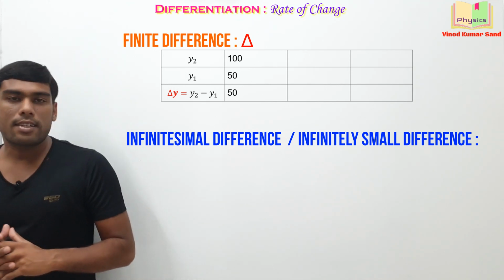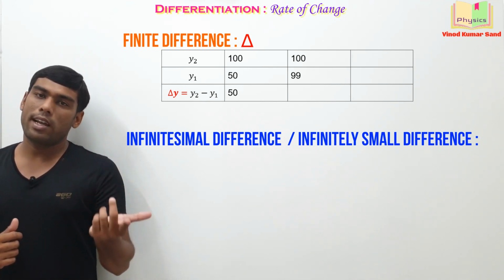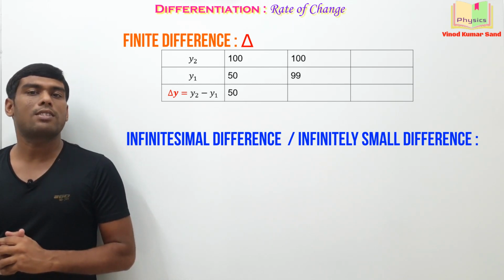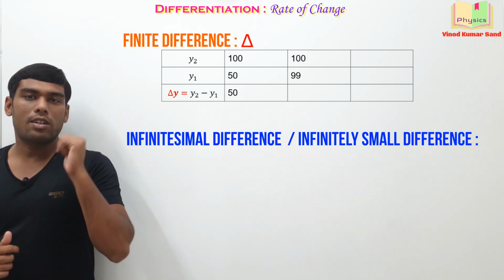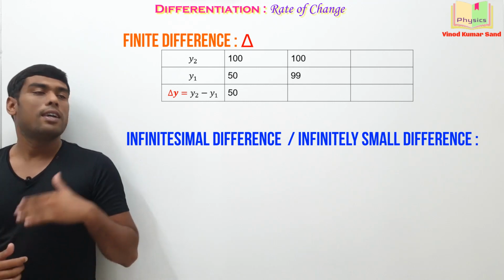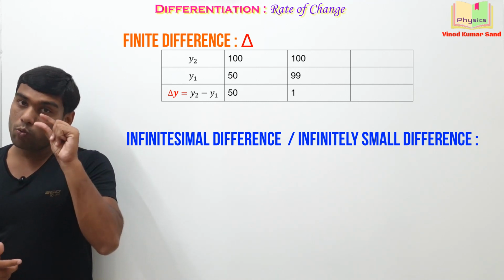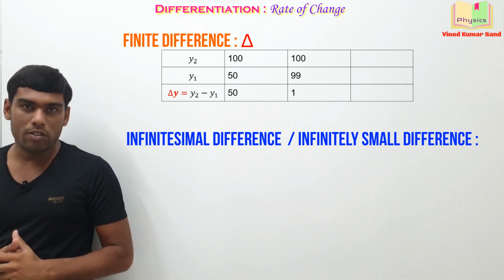Okay. Next example from the same table, y2 is again 100 but the y1 is, let's say this time 99. How much is the difference y2 minus y1? It's 1 and this 1 is also a finite difference.